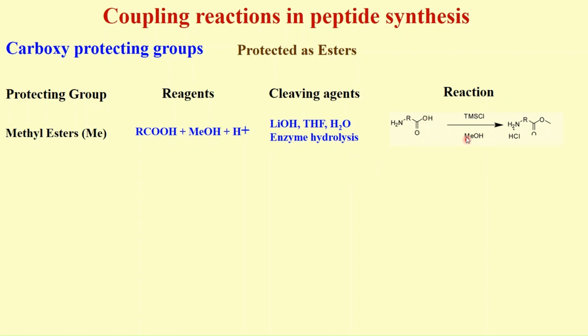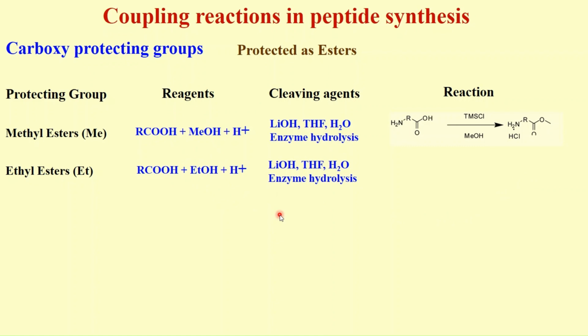I treat with methanol either in the presence of trimethylsilyl chloride or HCl or H2SO4 to give the corresponding methyl ester. Similarly, the ethyl ester can be prepared by treating with ethanol in the presence of an acid, which can also be cleaved in a similar manner to methyl ester by using similar reagents. We have seen we treat with ethanol, I'll get the corresponding ethyl ester.